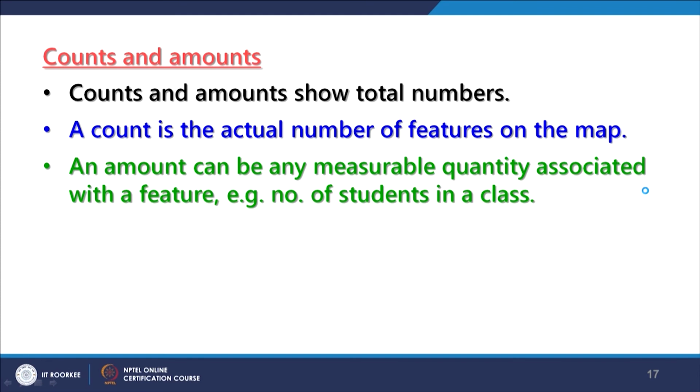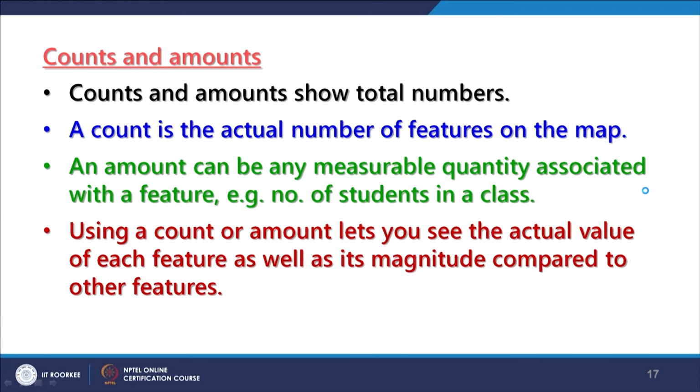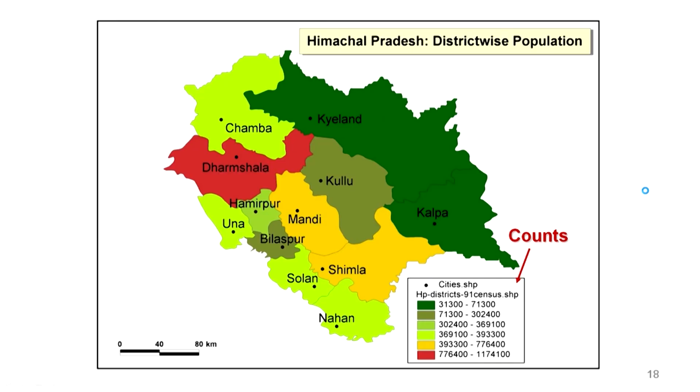An amount can be any measurable quantity associated with a feature, for example the number of students in a class. Using a count or amounts lets you see the actual value of each feature as a magnitude compared to other features. So it depends on what kind of data you are going to handle, and then counts and amounts can be very important.